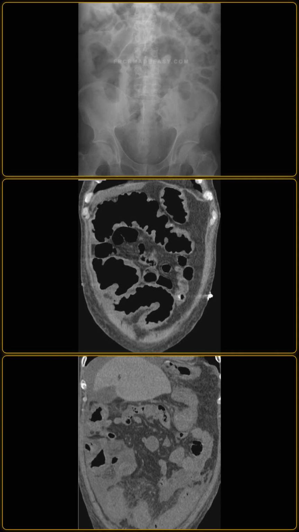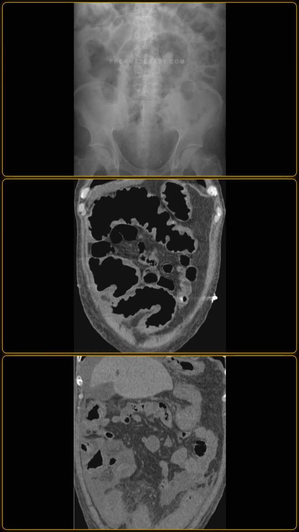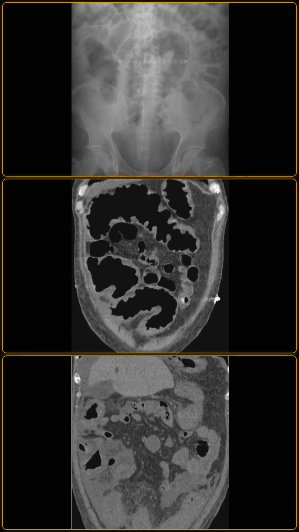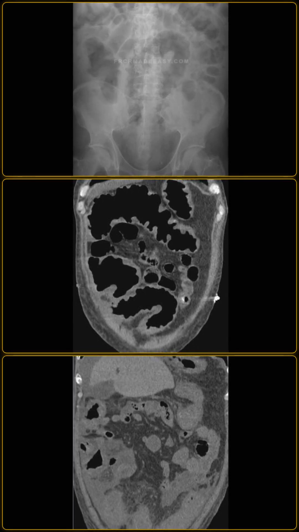A 60-year-old man presents with severe watery diarrhea, massive abdominal distension, and marked leukocytosis. He was recently discharged after prolonged treatment for necrotizing fasciitis of the leg. I am showing you an abdominal radiograph and two coronal CT images.